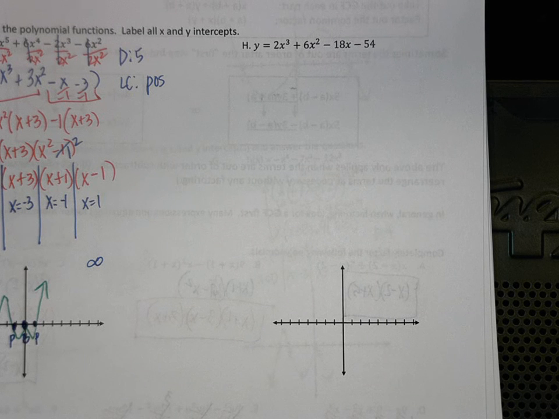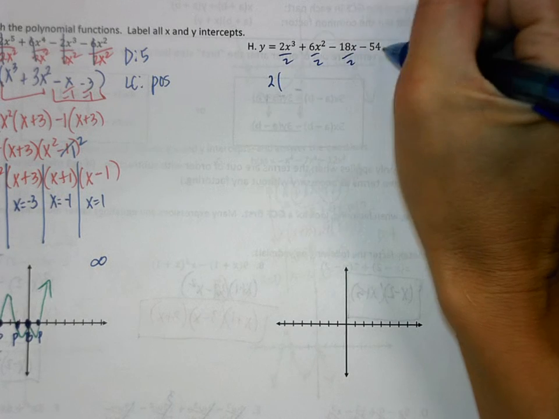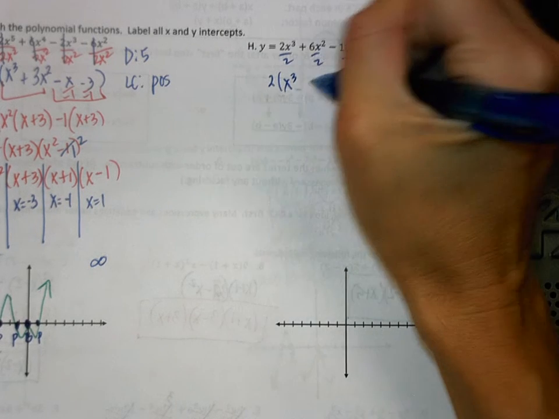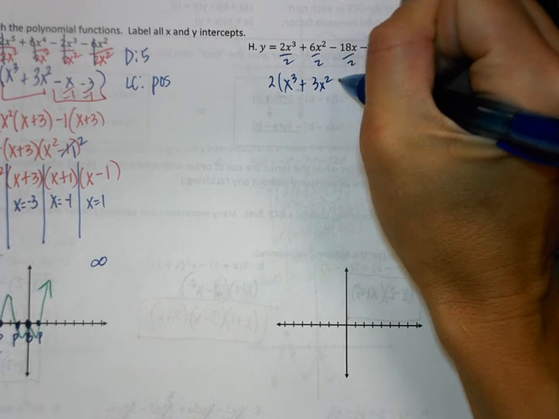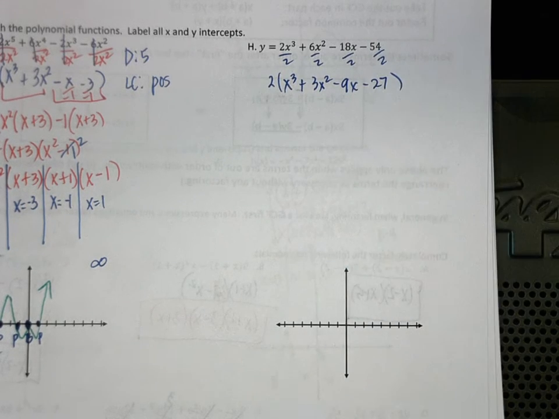Okay, I'm going to start going through this one. First of all, most of you noticed that there was a GCF of 2. So I factor out a 2, I divide each of these by 2, and I get x to the third plus 3x squared minus 9x minus 27. Then I go through factoring by grouping.